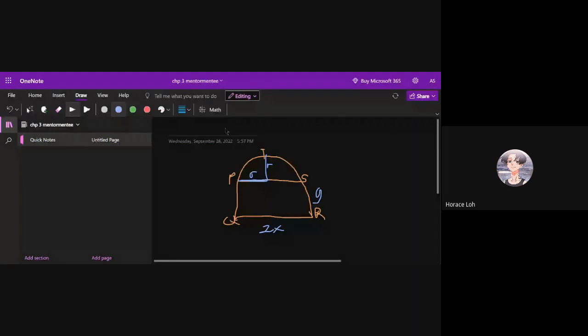All right. So if you can see, the SR is y and then the QR is 2x. So from here already, I know something already.